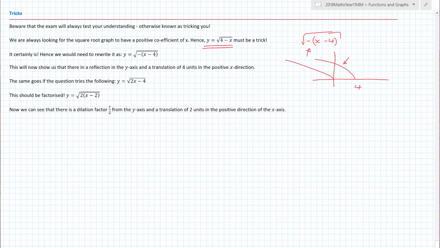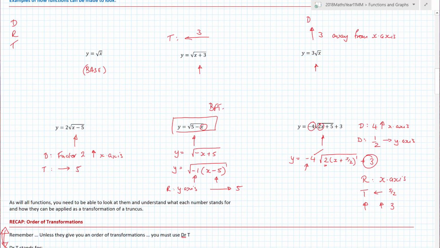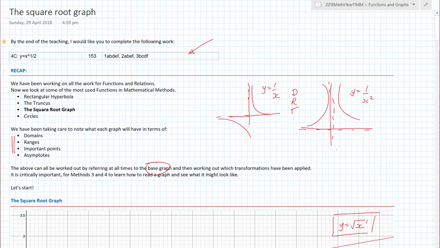We need to be careful again with situations like here, because we want x to have a coefficient of a positive 1. So that would be rewritten as 2 times x minus 2, as I say here. So that's a factor of a half from the y-axis and then 2 in the positive x direction. I keep saying it, and I'll keep saying it: whenever you are given equations like this, please make sure that you try to break down in your head what the dilations are, what the reflections are, and what the translations are.